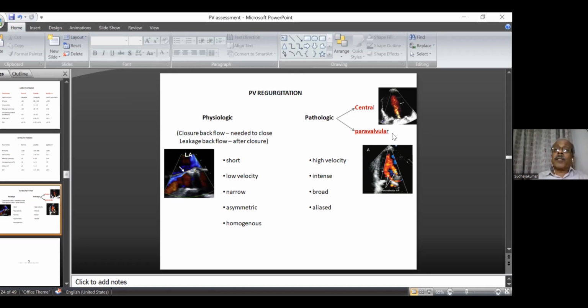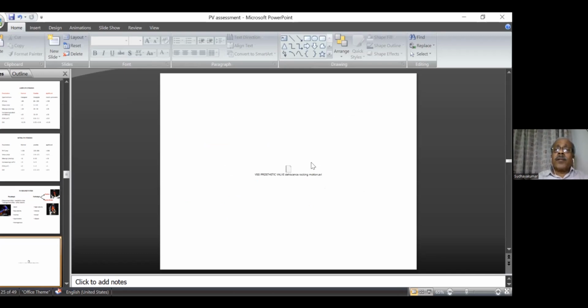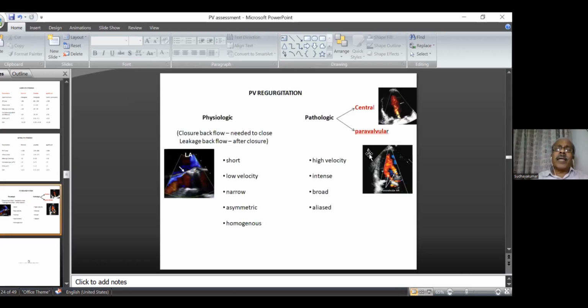Once you have detected pathological regurgitation, you have to quantify it based on certain parameters which are a little lower than for usual native valve regurgitation. I have not included it, because too many things bombarded on you may not be very effective. I have a video on this, but I think it will not play. I'll try again, but it will take some time, so I may not attempt that. Physiological versus pathological, you should know. Once it is pathological, you have to see whether it is central, paravalvular, or even combined.